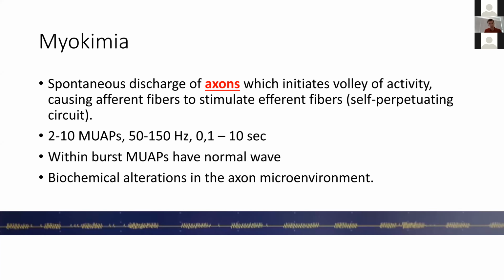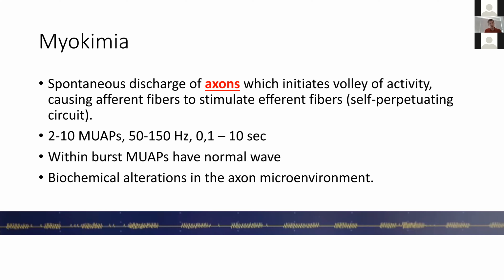Next are the myokymias. The myokymias are spontaneous discharges, not of the muscle fibers like in complex repetitive discharges, but discharges of axons, which initiates a volley of activity, causing afferent fibers to stimulate afferent fibers. So we have a stimulation from the axons, which is the cause of a myokymia. So in a myokymia, we have different motor units because the axon is firing to all its muscle fibers. We have the different motor units which are firing in one burst of a myokymia.